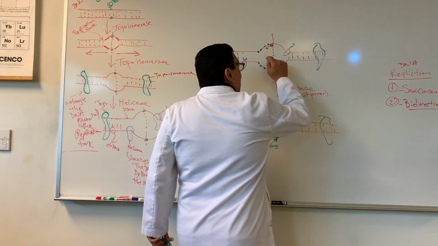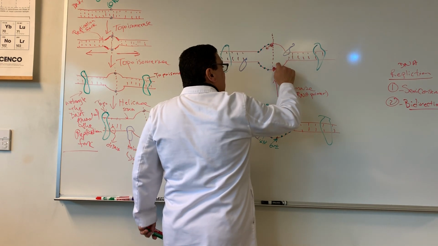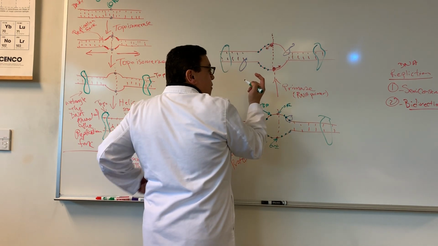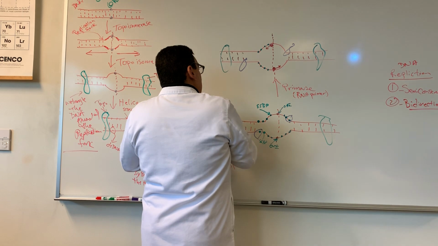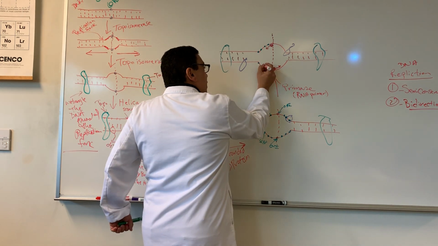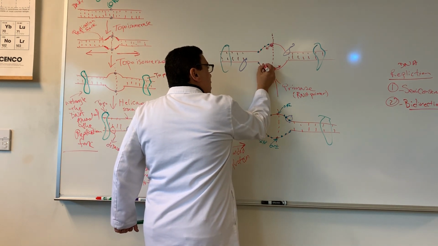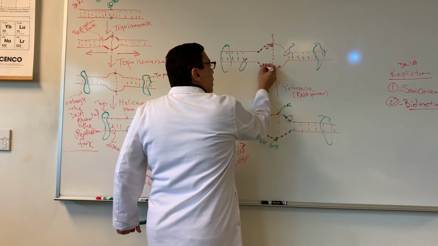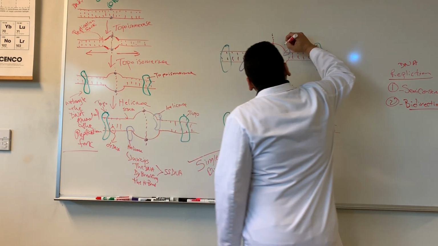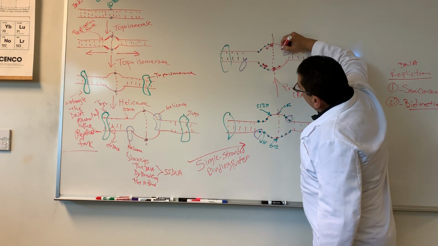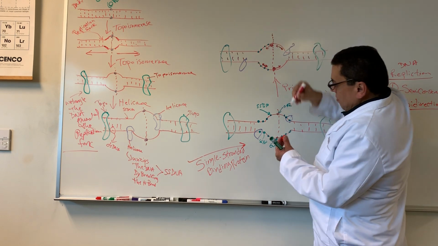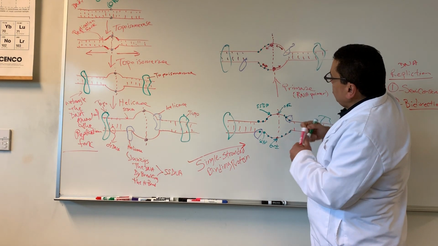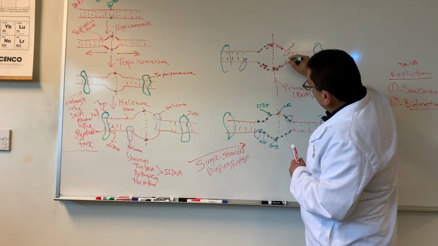And now here we go. Another primer is going to be laid down right here. Watch this. Primase is going to come over here and make a primer this way. That means primase is going to come over here and make a primer this way. By the way, of course, there are single-stranded binding proteins here too.